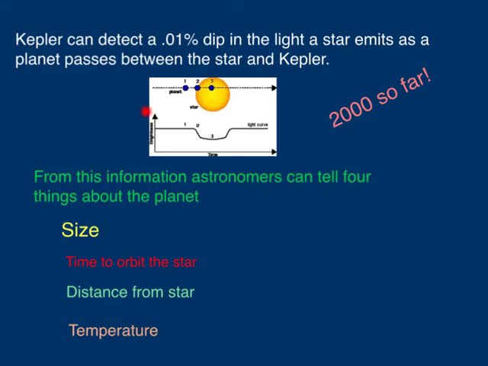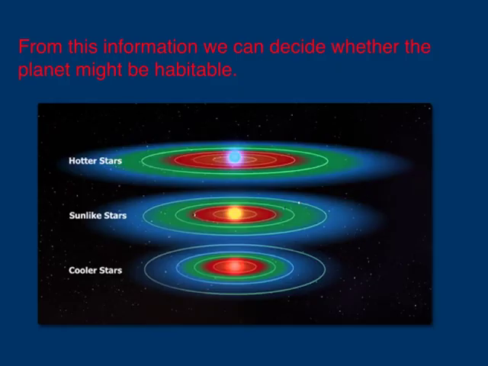And this information about the dip in the brightness also gives us some other information about the star. We can tell its size or mass. We can tell how long it takes that planet to orbit the star. We can tell how far away from the star it is, and we can tell its temperature. With that information, we're able to decide whether that planet might be in this green habitable zone. And that information is very valuable to astronomers.